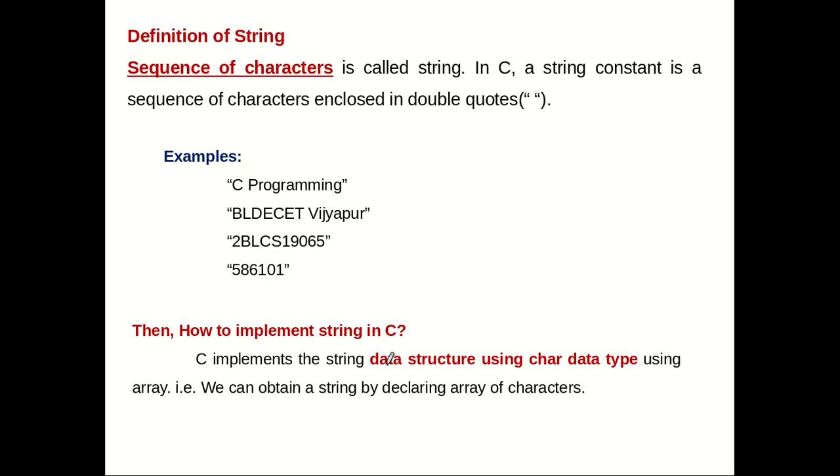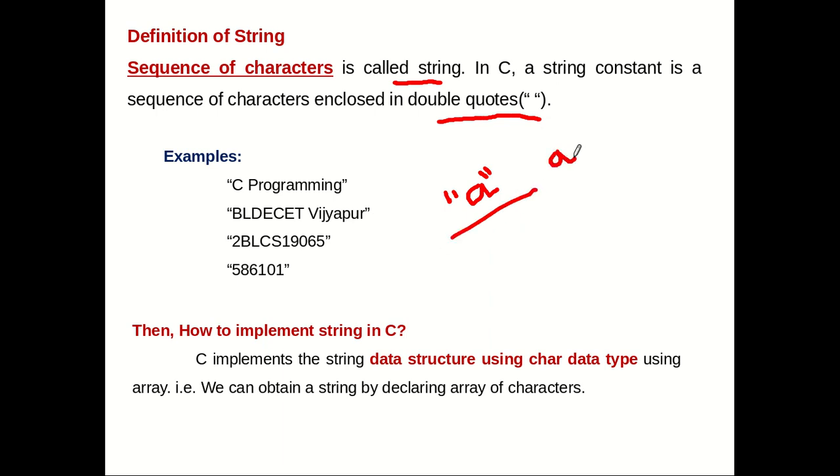So let us define what a string is. A string is a sequence of characters. A sequence of characters means the characters which are stored consecutively. A string is also called an array of characters. In a string there are multiple characters present, and the string is enclosed within double quotes. Even a single character enclosed in double quotes is treated as a string. So this is a string.